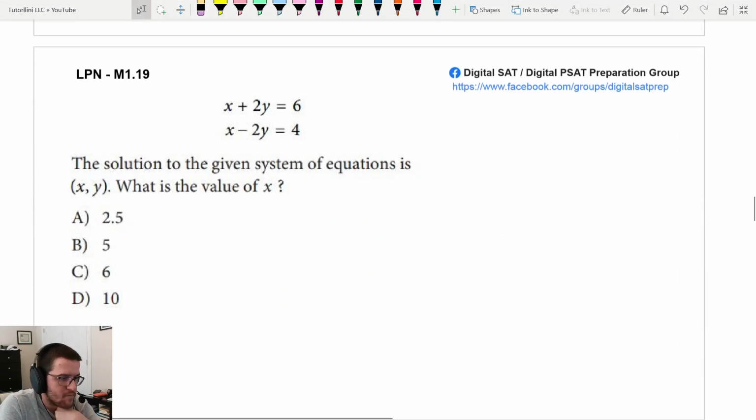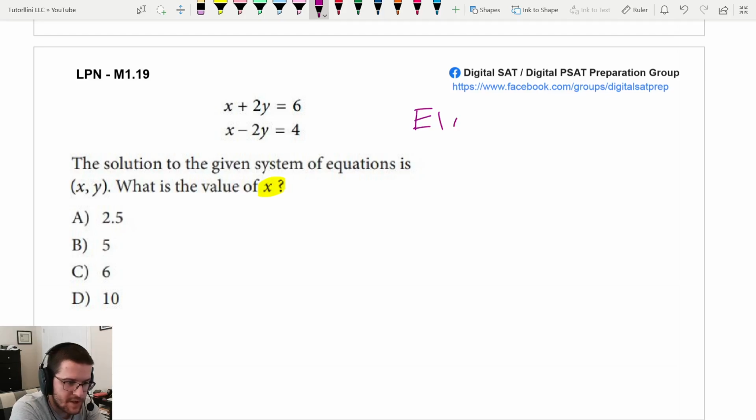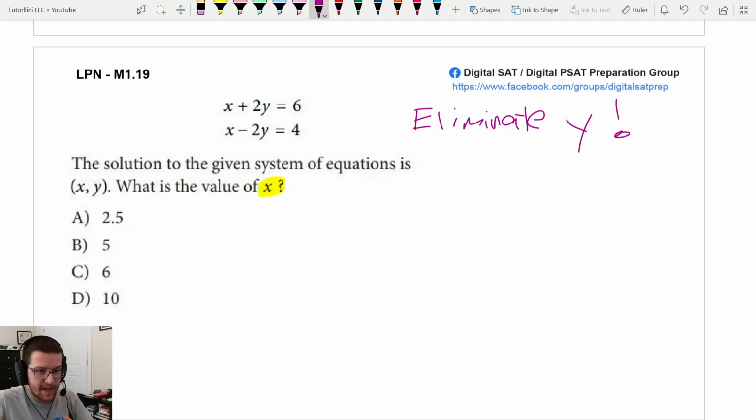Okay, this is in standard form, so I'm going to use elimination because it's in standard form. And we want to find x, so I'm going to, in particular, eliminate the variable that I do not want, which is y. To find x, hopefully that kind of makes sense. To find x, we want to get rid of y. Well, I don't really need to do anything because the y's already have the same number but opposite sign. So all I need to do is add the two equations.